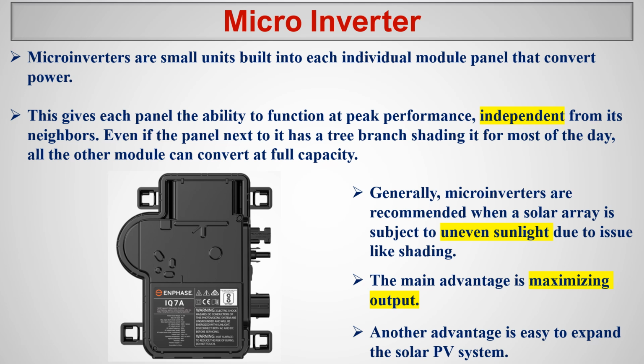So because it's a string, it's like water flow. If one of the modules is affected by this problem, all the modules will have the lowest output. So we want to avoid that problem. That's why we are using a microinverter.